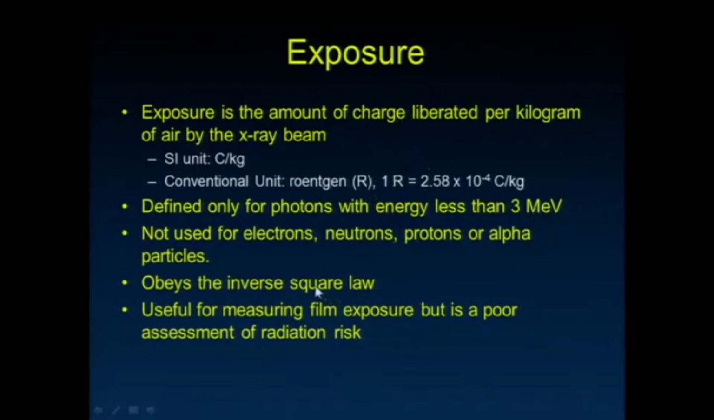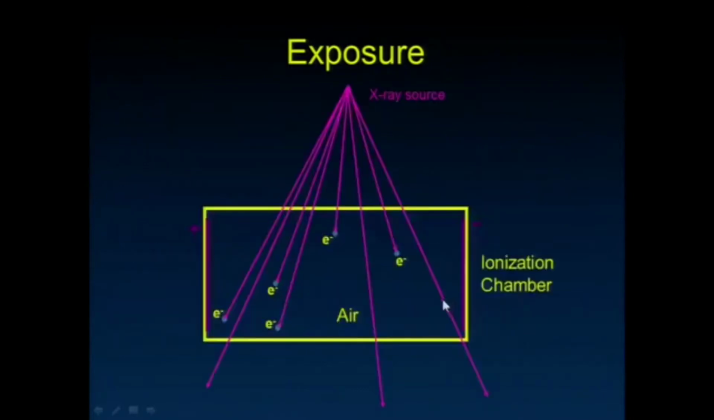And of course, exposure measurements obey the inverse square law. If I measure what the exposure is 1 foot from the source of gamma rays or 1 foot from the X-ray tube, and I move 2 feet away, the amount of exposure that I'm going to measure will have decreased by 4. When I double the distance, I'm going to decrease my exposure by the square of that. And it's useful for measuring film exposure on an X-ray plate, but really it's a poor assessment of radiation risk.